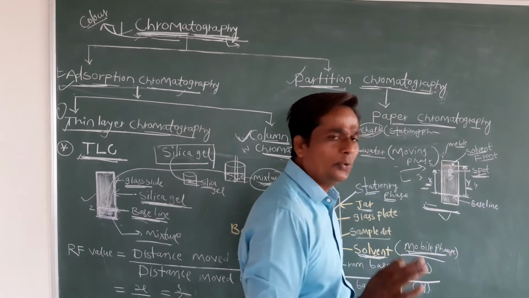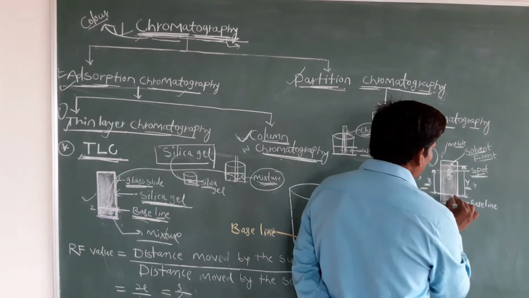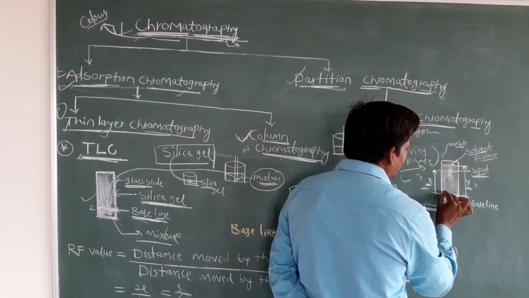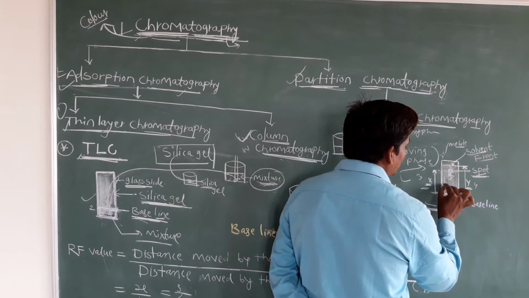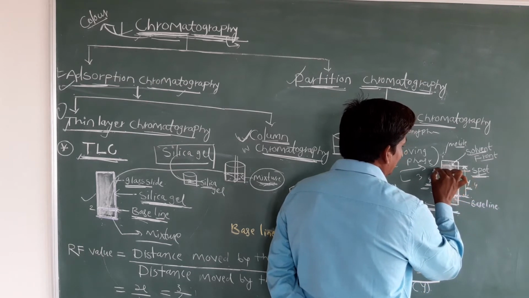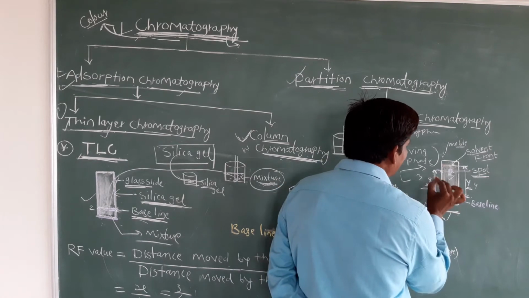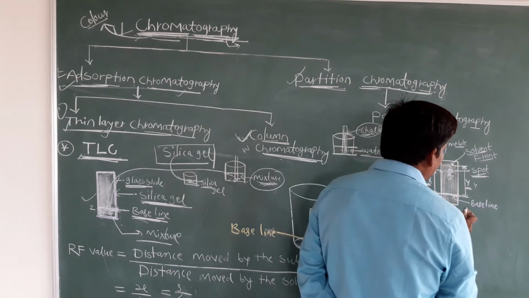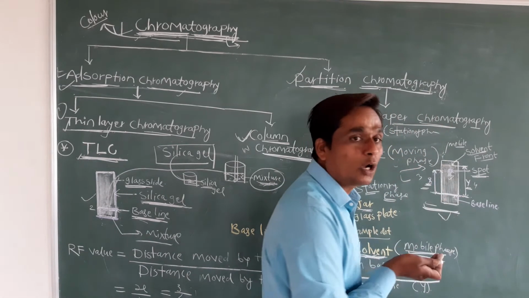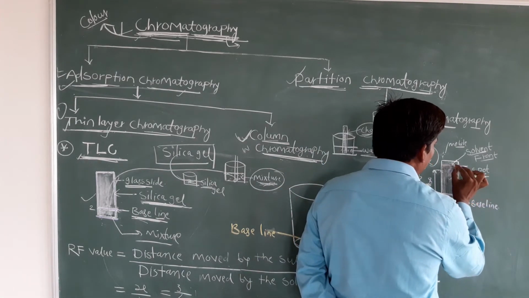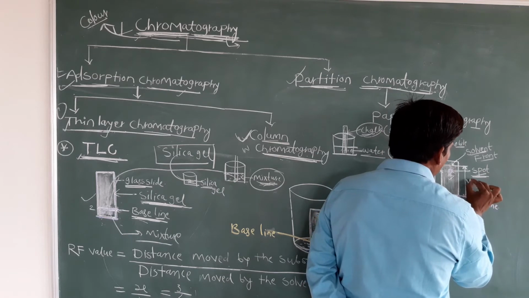Now students, what should you do? You can measure the distance from this baseline. So this is your baseline, and you can measure how much distance is covered by this spot. With the help of a scale, we can measure this. This is the x, and you can again check how much distance is traveled by the solvent also. From the baseline, how much distance is traveled? This is the solvent, we can call it y.